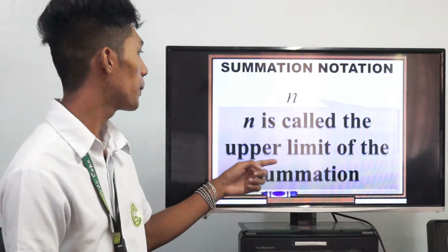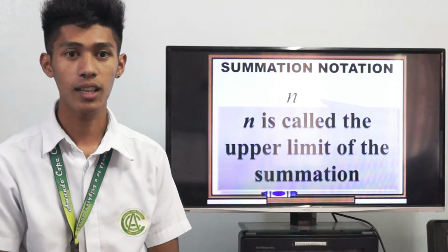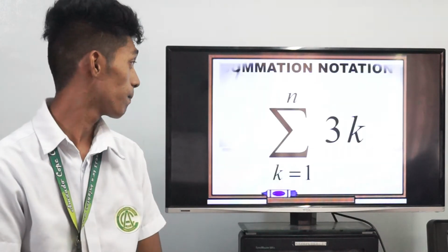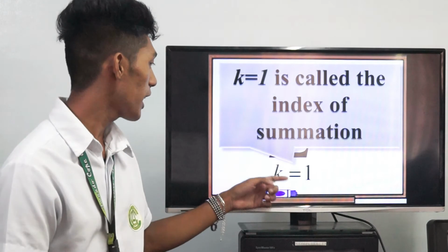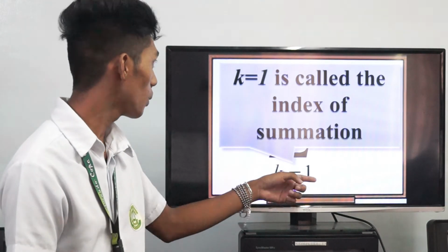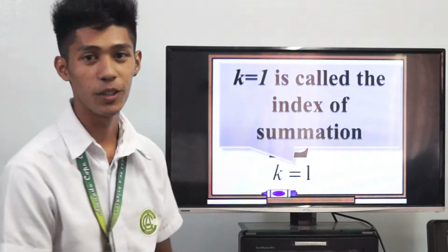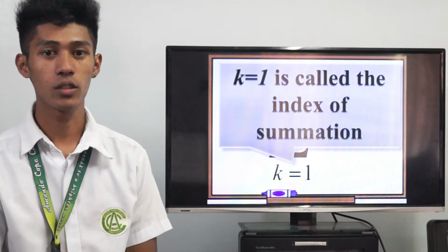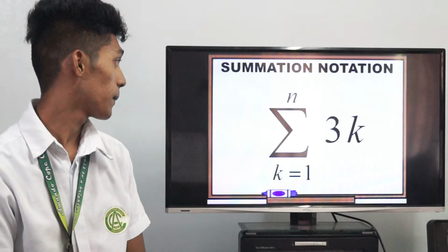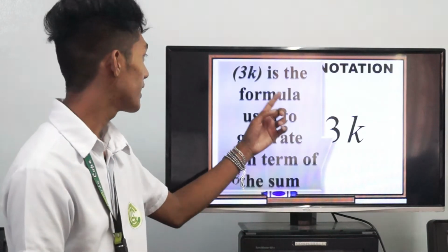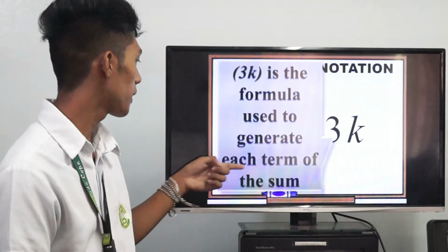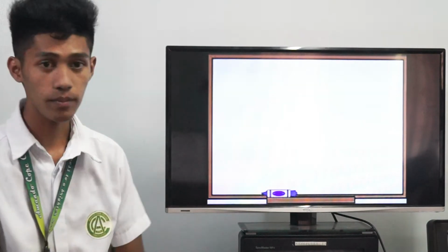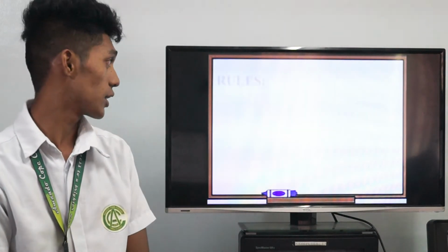N is called the upper limit of the summation, and it tells us when to stop. K equals 1 is called the index of the summation, and it tells us what integer to start substituting in to create the terms of the sequence. And 3k is the formula used to generate each term of the sum. Now, let us tackle the different rules that we will use in our discussion.